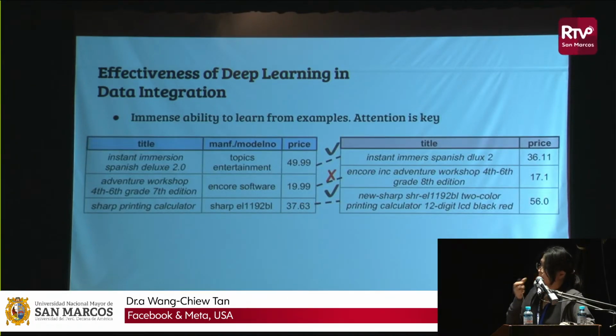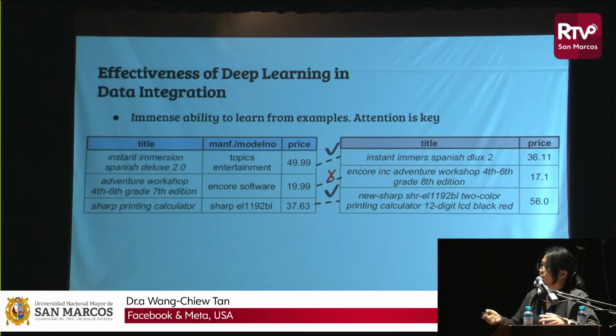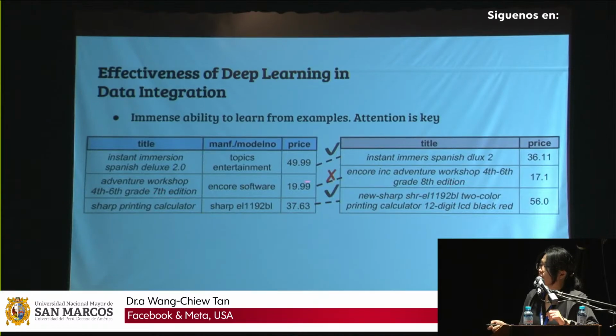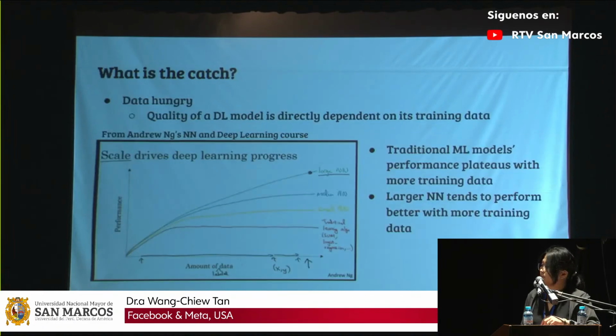And attention is key. Knowing what to pay attention to for a different set of records is very important. Like I mentioned earlier, the ability to figure out the edition number is important for deciding that these two records do not match. And perhaps eyeing the model number here to figure out that these two records do match. So what's the catch here?